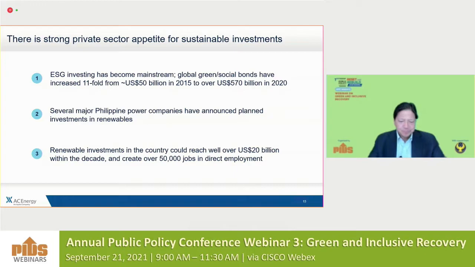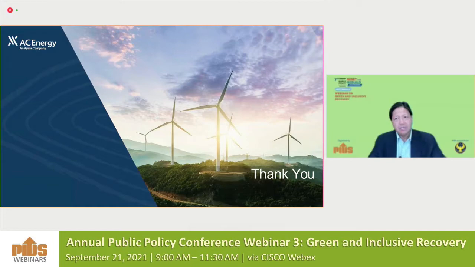So, a little bit of word on AC Energy. We are committed to take a leading effort in this green-led recovery. We do have around 2,100 megawatts of renewables in our portfolio today, which is one of the largest in Southeast Asia. We have a goal of getting this past 5,000 megawatts of renewables by 2025.